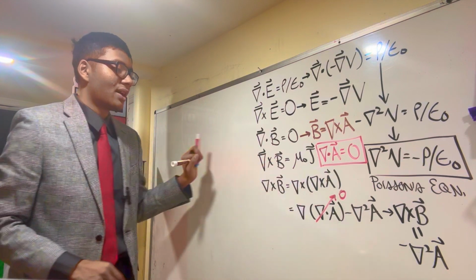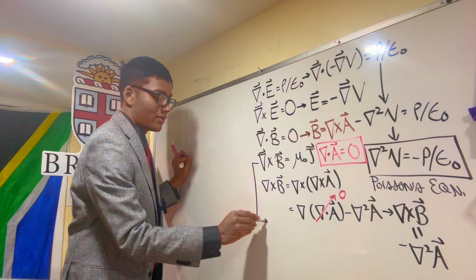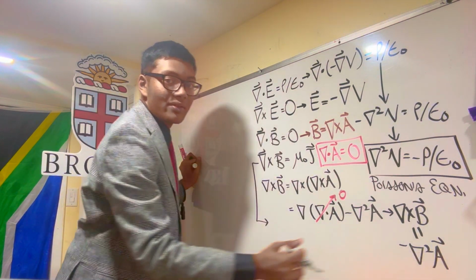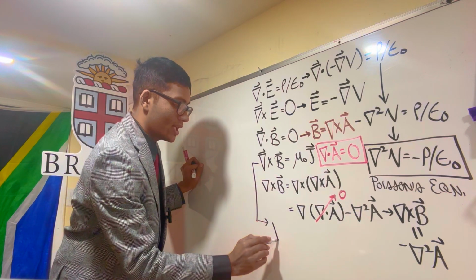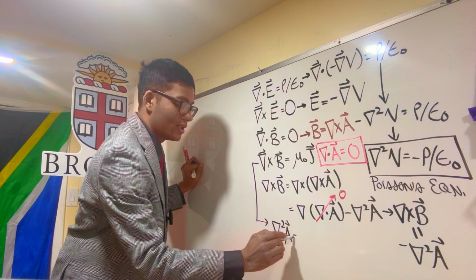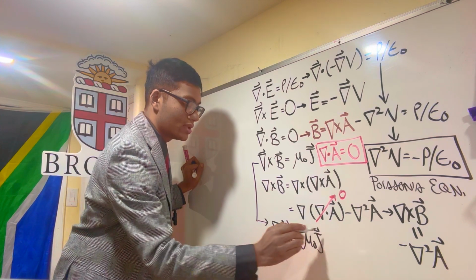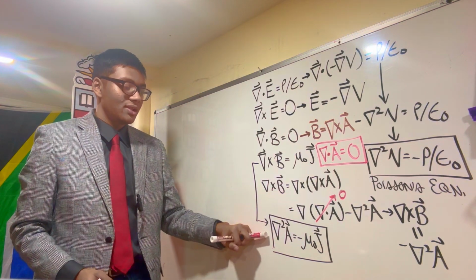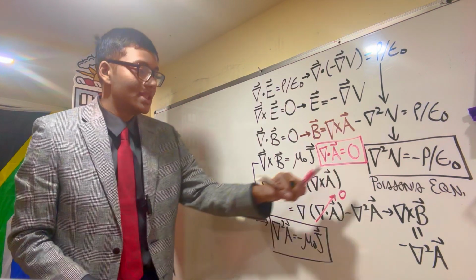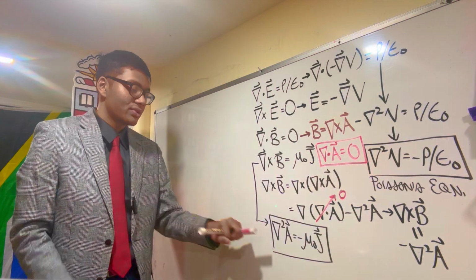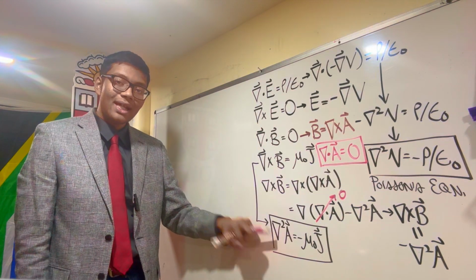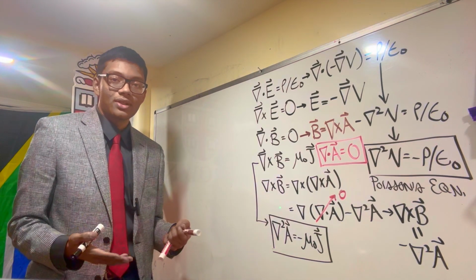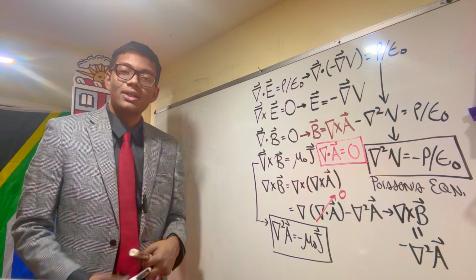So now we can come back to Ampere's law for a static situation and replace the curl of B with the negative Laplacian of A. Moving the negative to the other side, we get that the Laplacian of A is minus mu naught J. So now we've obtained Poisson's equation for the magnetic vector potential. You see we've got a Poisson equation for the electric potential and a Poisson equation for the magnetic vector potential. So now the question becomes, how do you solve Poisson's equation to extract the electric potential from this?